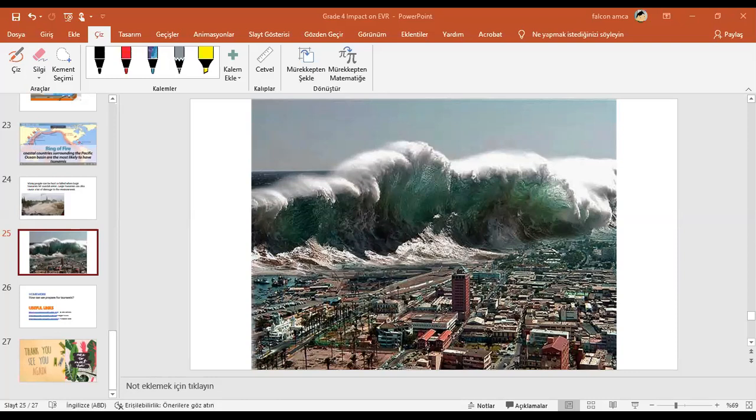There is a link between the size of the tsunami and the force that caused it. What do you think? Is it true or false? True. Yes, it is true. You are right. Wonderful. And now the third one. Let's do all together. Okay. Yes, who will read now?